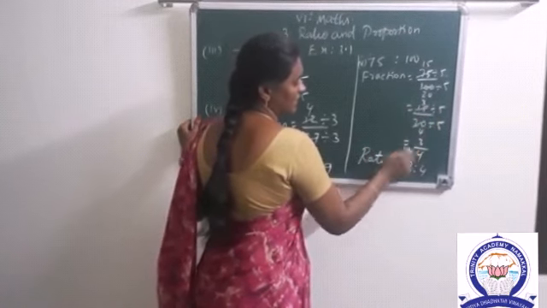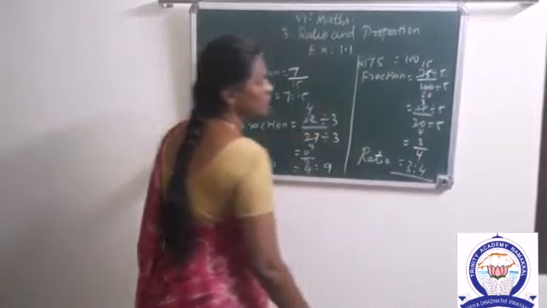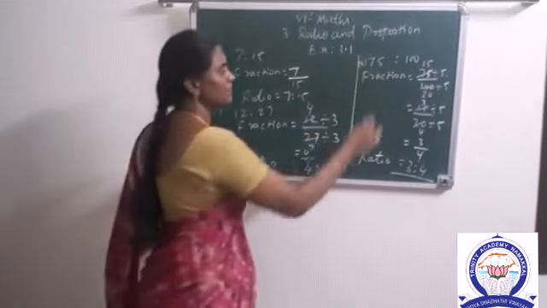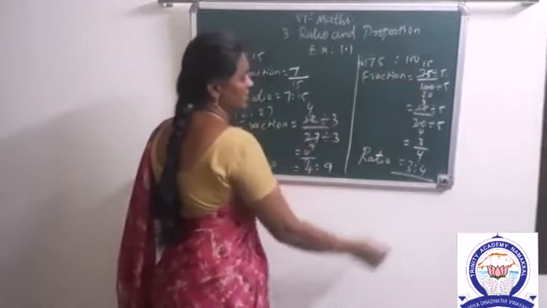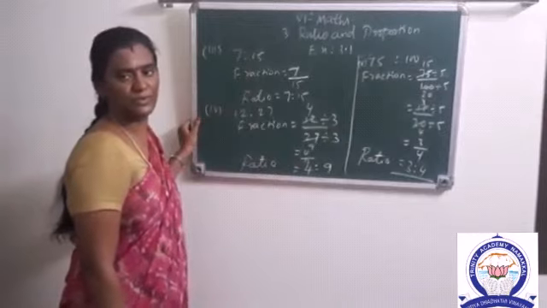So this one we can write 3 by 4. What is the ratio? 3:4. The simplest form of 75:100 is 3:4.